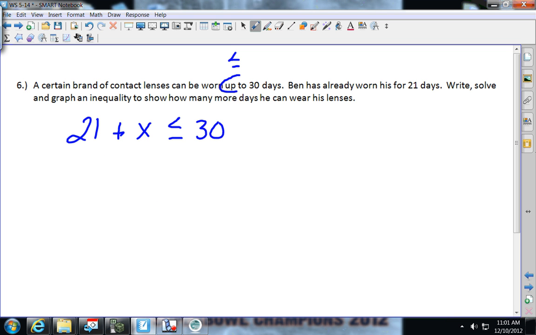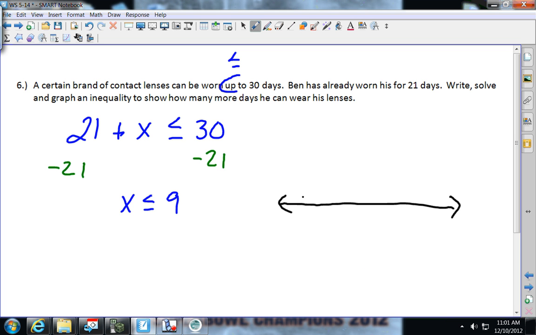So if I go to solve it, I'll subtract 21 from each side. I get x is less than or equal to 9. Now when I go to graph this, how do I graph it? Is it continuous or discrete? I hear discrete. Why is it discrete?